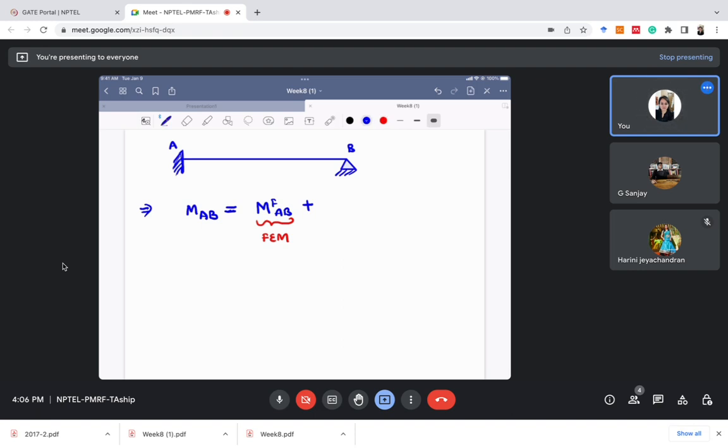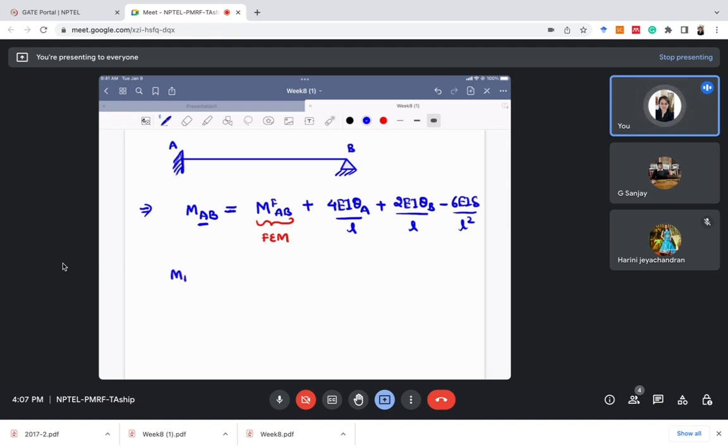MFAB plus 4EI theta A. So 4 will come with the first term; here in MAB, A is the first term. So 4EI theta A by L plus 2EI theta B by L minus 6EI delta over L square. So this is the equation for MAB. You have to remember this equation.